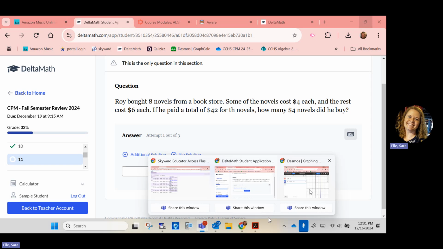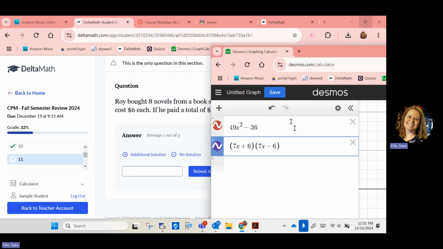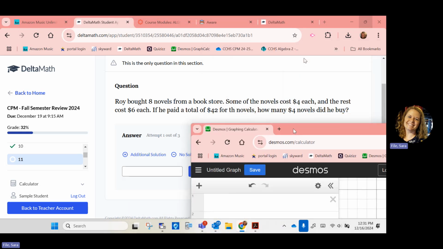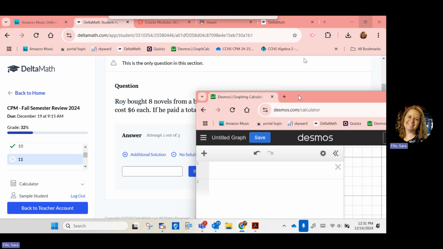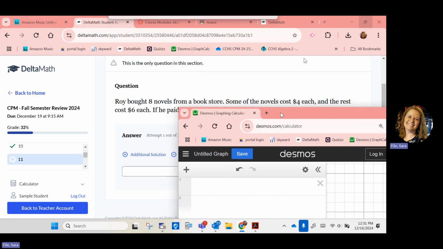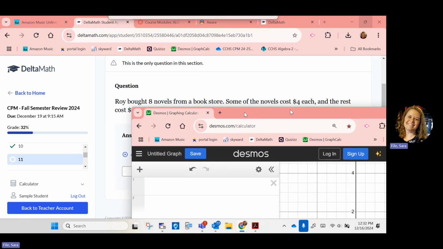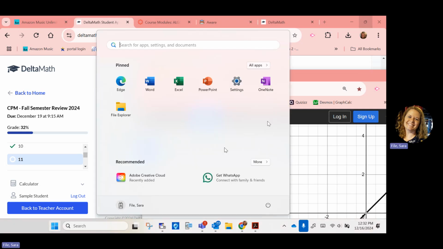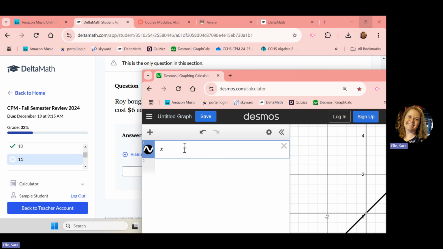Okay, so we have to set up the system of equations. It was similar to the other system of equations that we did with the notebooks and the paper clips. This time it's 2 different novels. So we'll call X the $4 novels and Y the $6 novels. And it says he bought 8 novels from the bookstore. So X plus Y. So the total number of books is 8.